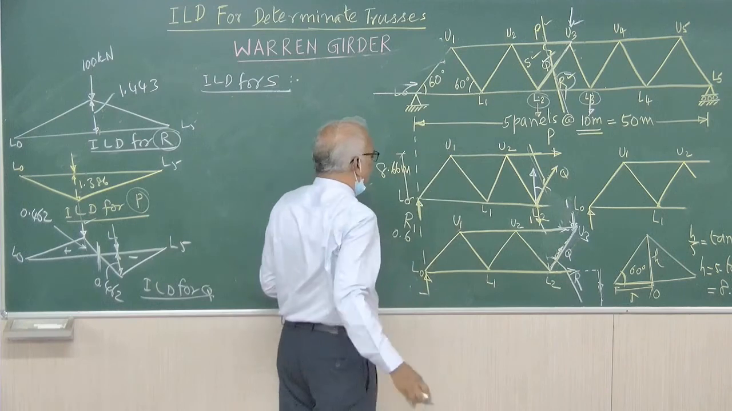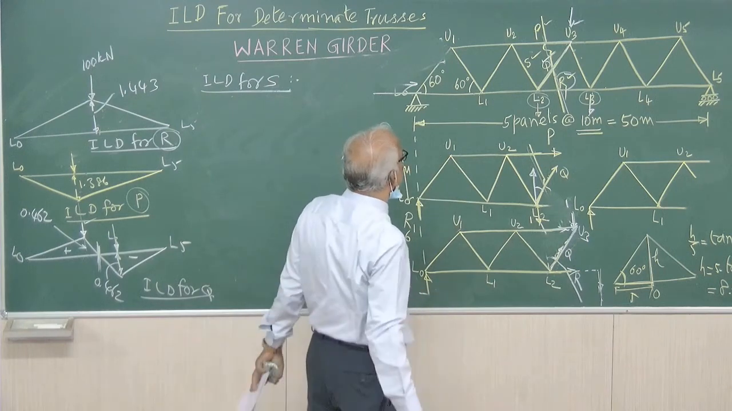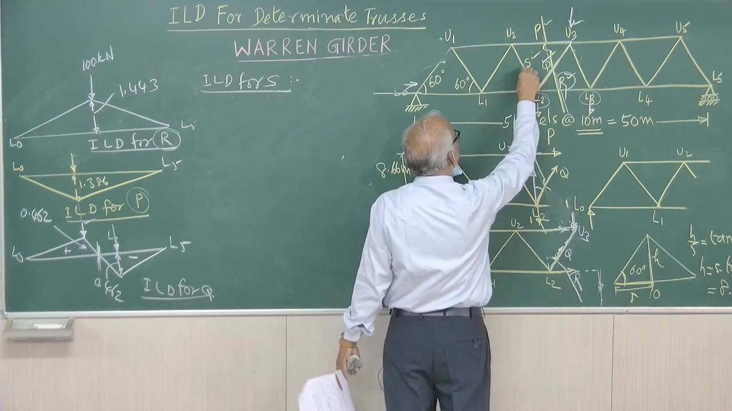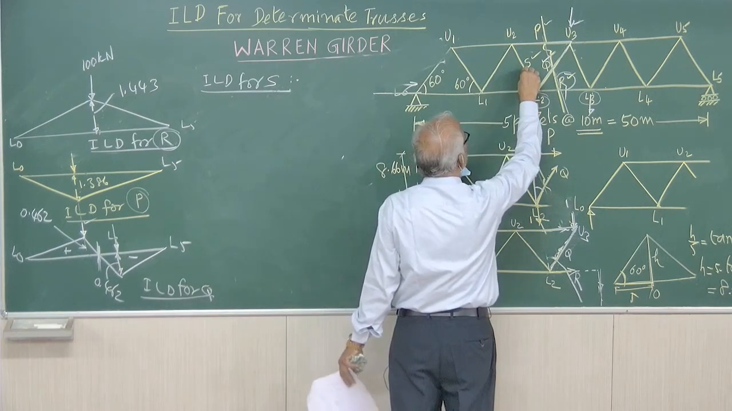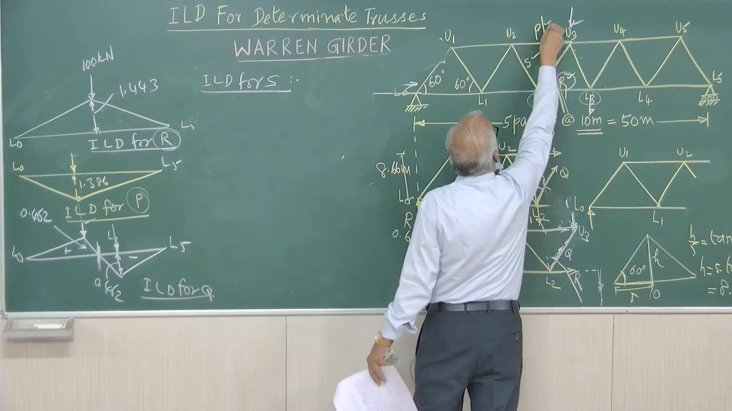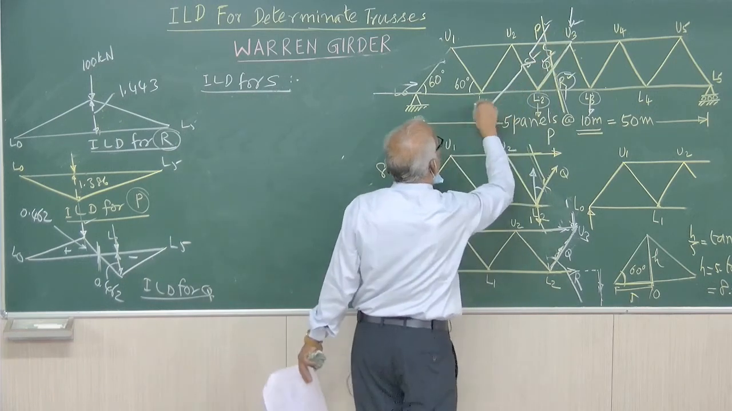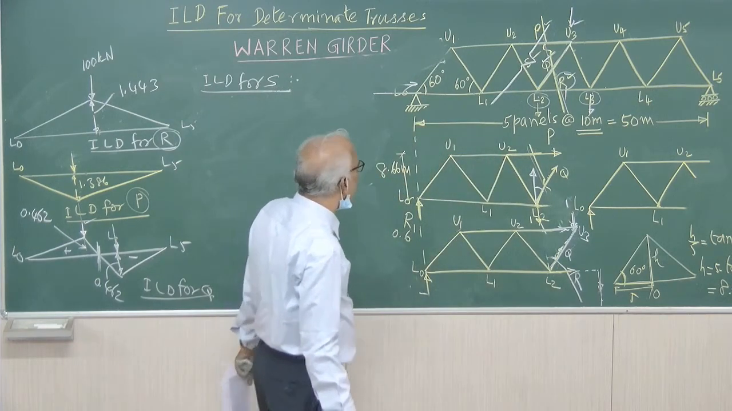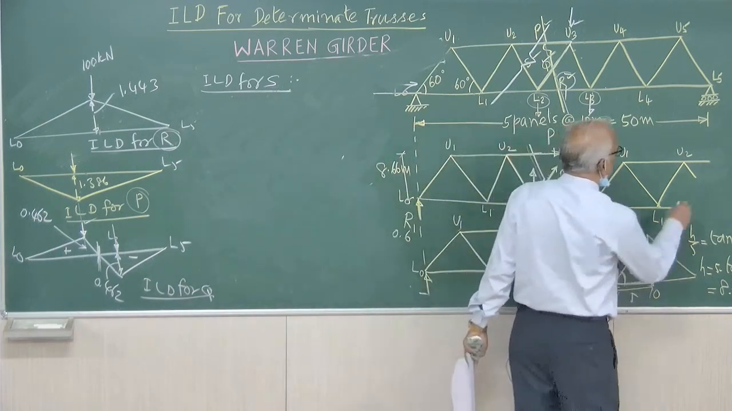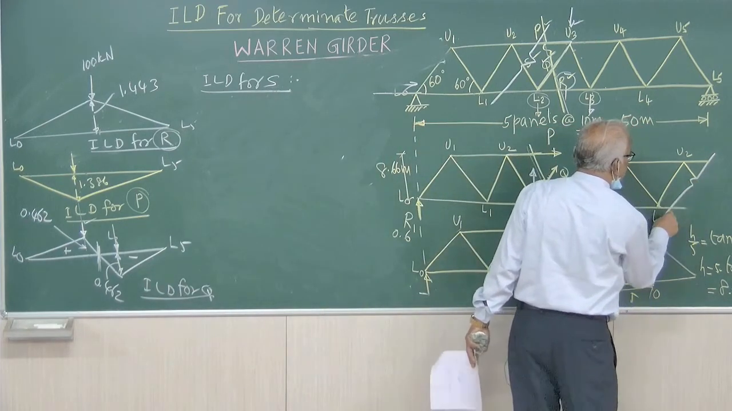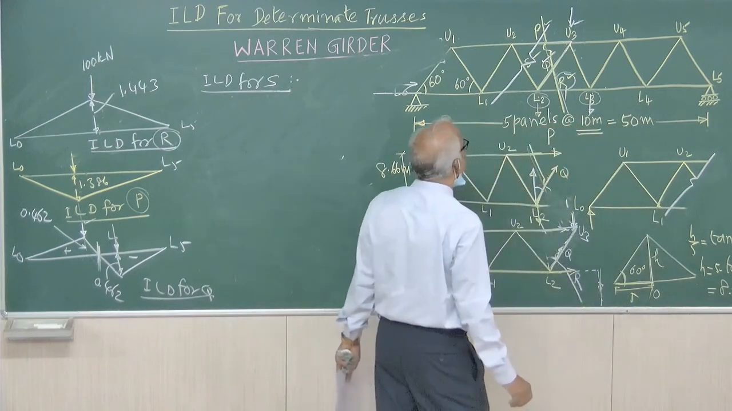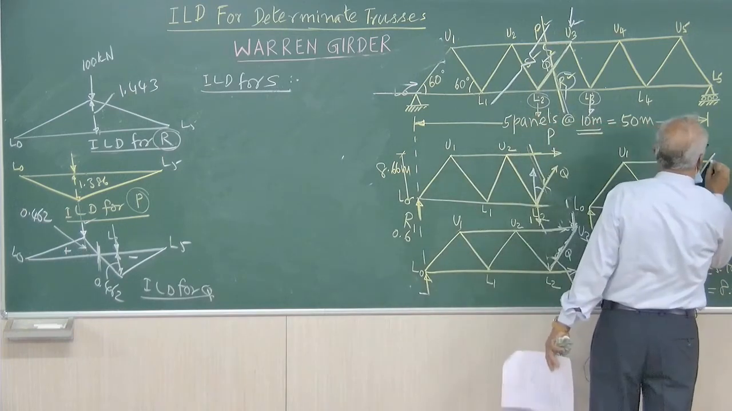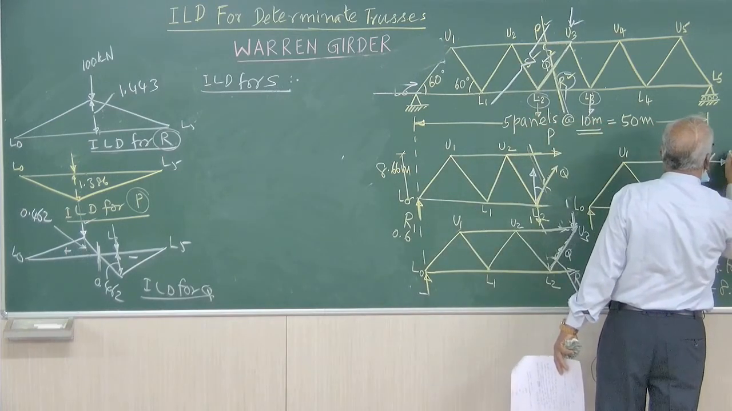For getting the ILD for the force in the member S, we have to pass a section cutting the member S and cutting not more than 3 members. So let us pass a section like this, cutting the member S and cutting not more than 3 members. Now, this is our section. Now, this is again P. This will be under a force. Let us take it is under tension.